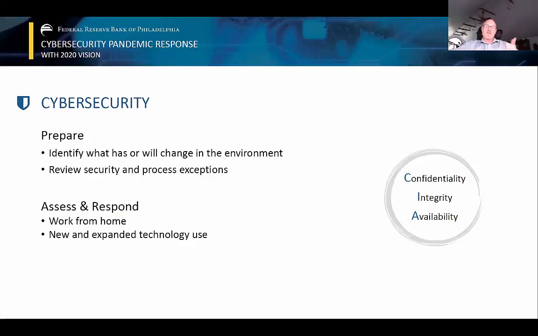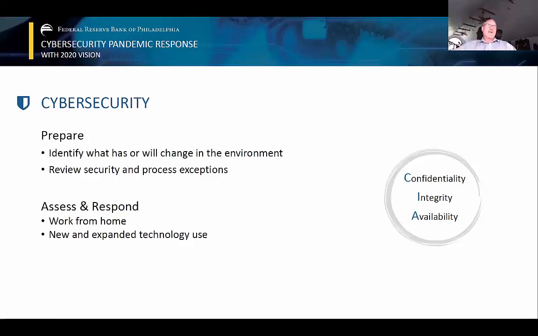So you can look at what's changed, start looking at the exceptions or maybe processes that don't have exception processes that seem questionable and maybe should. You want to prioritize sort of an action plan on how you want to assess and respond to things.